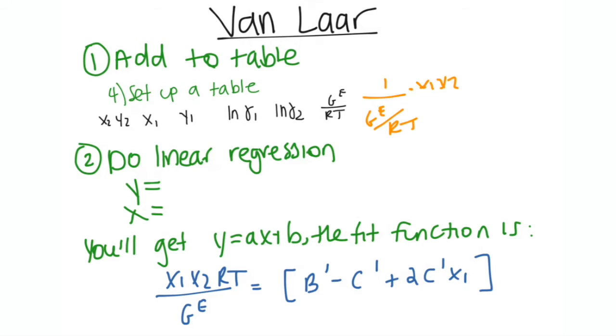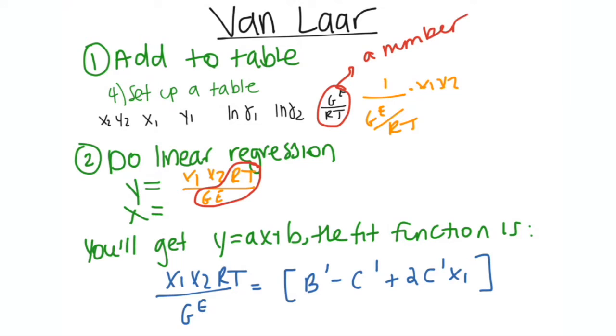So you're going to have x1, x2, RT over Gibbs XS. And again, another reminder is this here is one number, okay? This is one number. And then the x values that we're going to be plugging in on our calculator are going to be your x1s, okay?